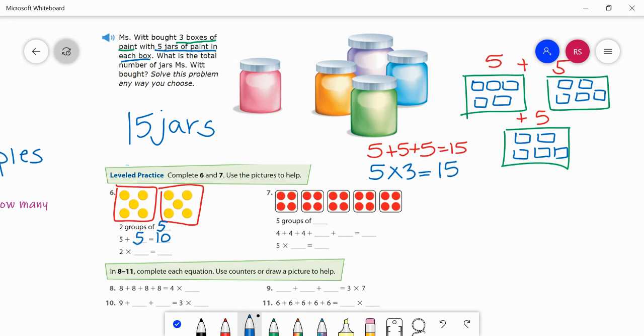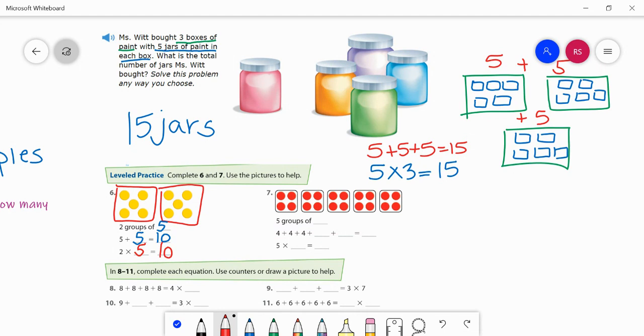Let's think about this using multiplication though. I have two groups. How many are inside of each group again? There's 5 inside of each group. So let's do two groups times 5 in each group. 2 times 5 equals 10. So you can see we get the same exact answer whether we use repeated addition or multiplication, but multiplication is just quicker and it will become easier.